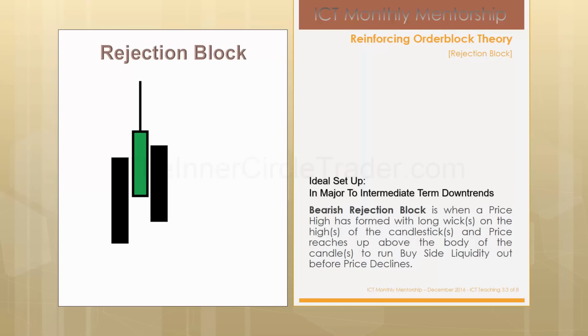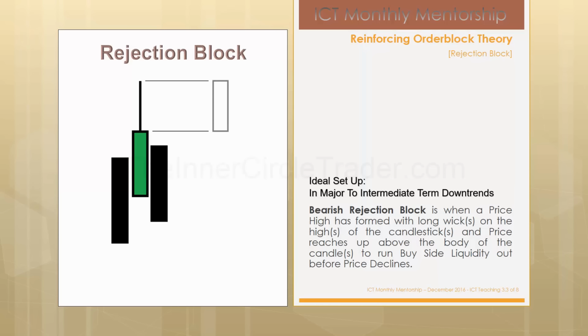When you see the wick, you have to build the parameters for the rejection block by finding the highest high and the highest open or close in the swing high. It does not matter if the highest candle is a bearish or bullish closed candle. You're still looking for the highest high with the highest open or closing price into the highest wick. That frames the rejection block.